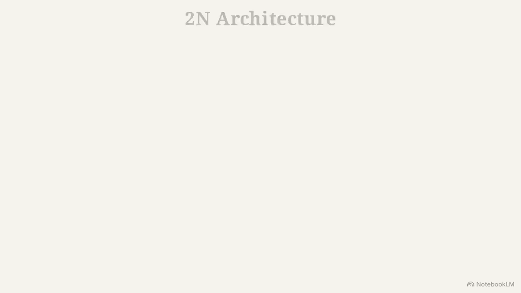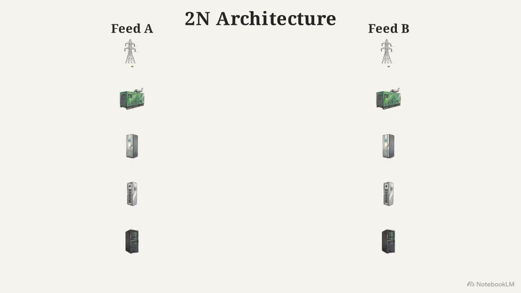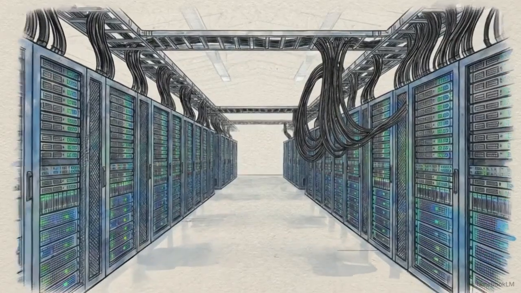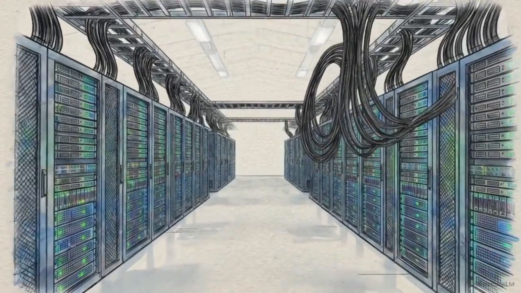Observe our completed 2N architecture. Utility power flows down feeds A and B. Suddenly, a grid failure cuts primary power. Instantly, perfectly sized UPS batteries bridge the gap, absorbing the full load. Seconds later, backup generators activate, taking over the apparent power and restoring stability. The facility survived a catastrophic event uninterrupted.